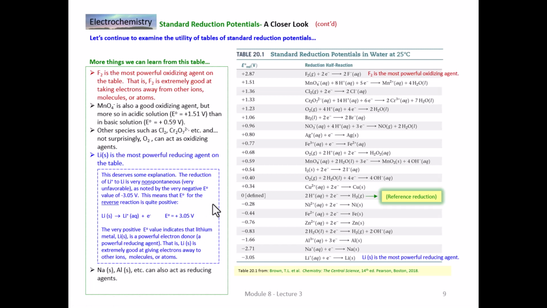Now other metals that are listed on this standard reduction table also are good reducing agents. So for example, sodium is a good reducing agent because if you reverse this reduction here, sodium metal going to sodium ion, that would be favorable by plus 2.71 volts. Aluminum metal is also a good reducing agent.